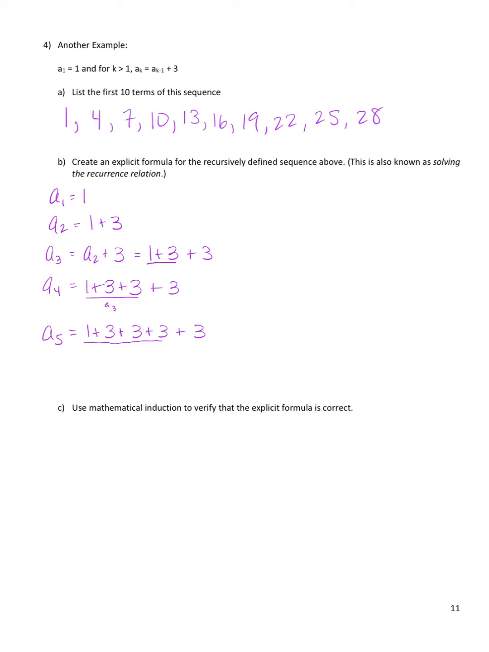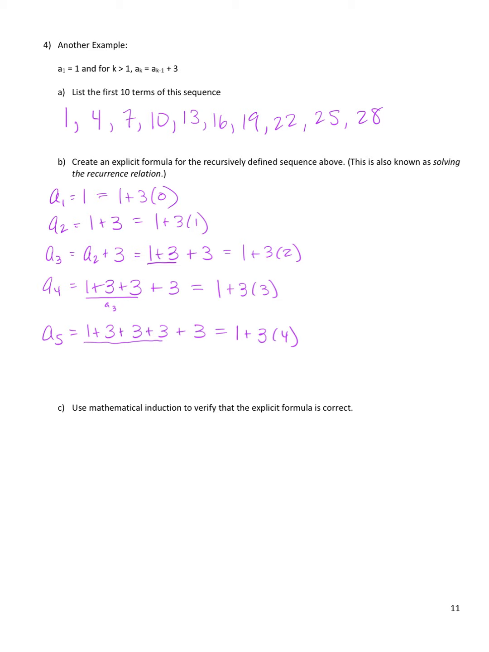I'm always adding one more 3. Repeated addition is just multiplication. So this is 1 plus 3 times 4, because there are 4 threes there. And A4, that's 1 plus 3 times 3. And this is 1 plus 3 times 2. And this is 1 plus 3 times 1. And this is 1 plus 3 times 0. So every single term in the list is being written as 1 plus 3 times something.